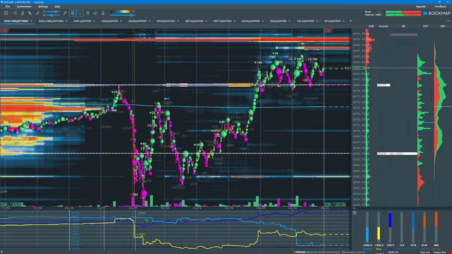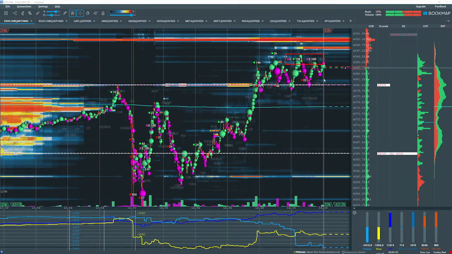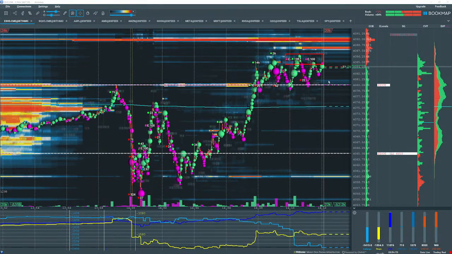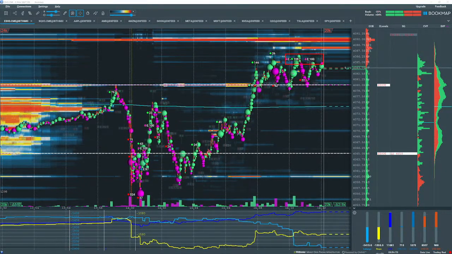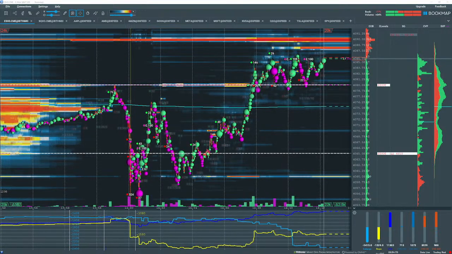Some smaller iceberg orders, sell iceberg orders. Certainly not enough to move the market.